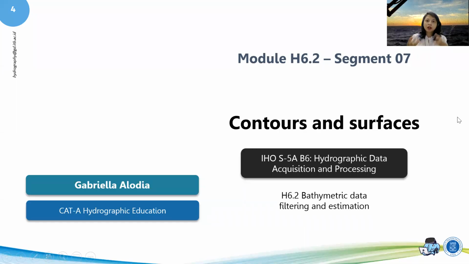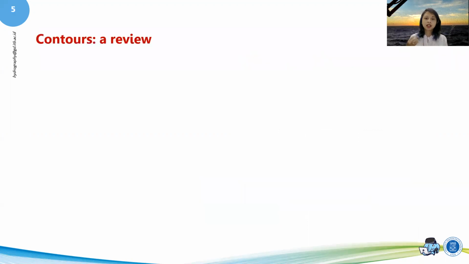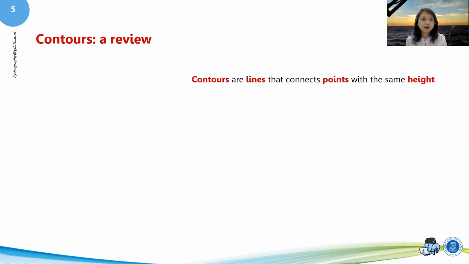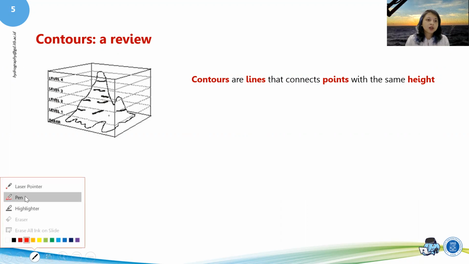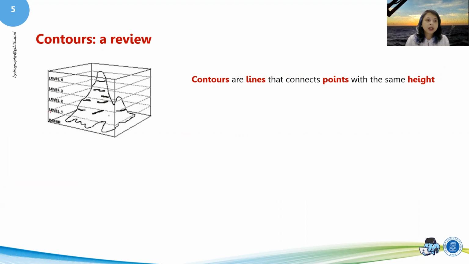Now we will talk about contours and surfaces. I guess you're quite familiar with contours and surfaces, but basically we will have a bit of a review here. So contours are lines that connect points with the same height. For example, if we've got a surface that looks like this, like an underwater volcano, basically what we try to do is to cut it into some levels.